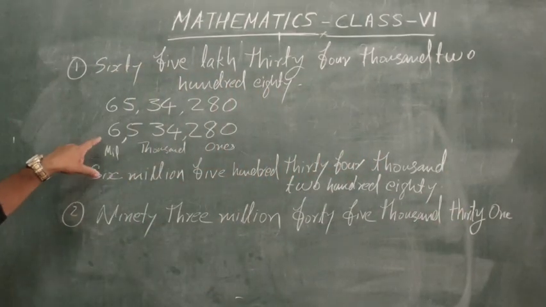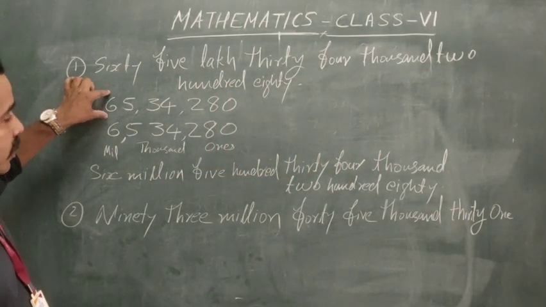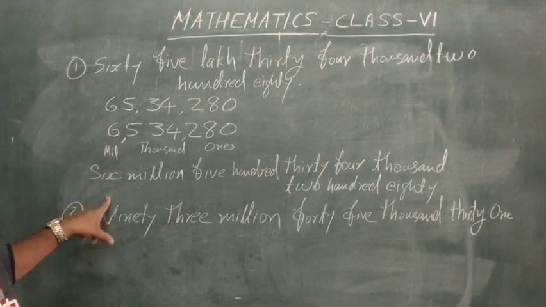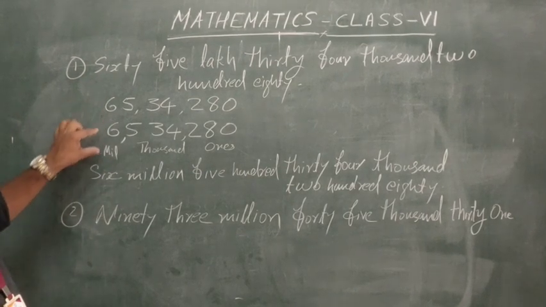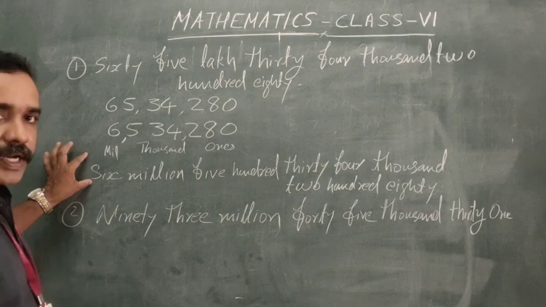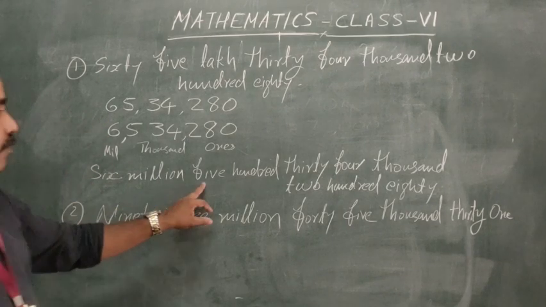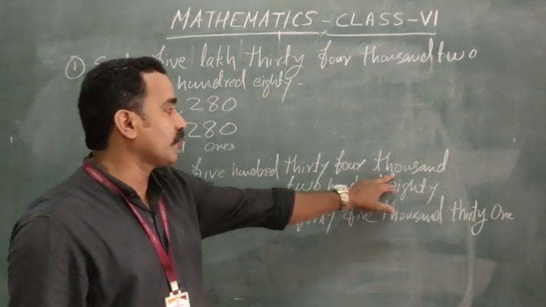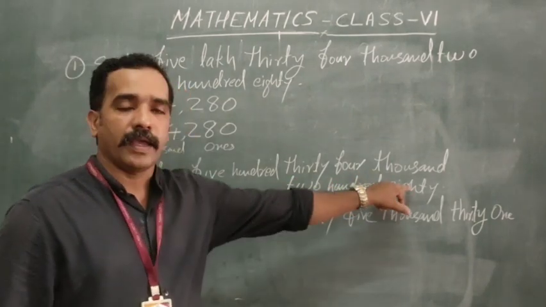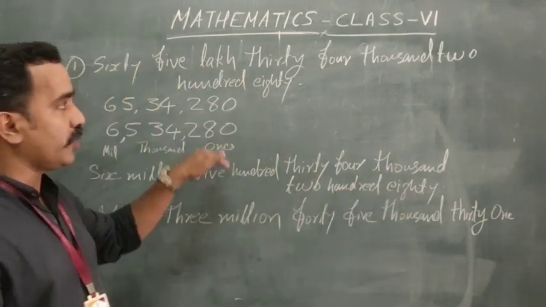So when you are converting this to the international place value system, the numeration for this number is 6,534,280. So that is Indian to international.